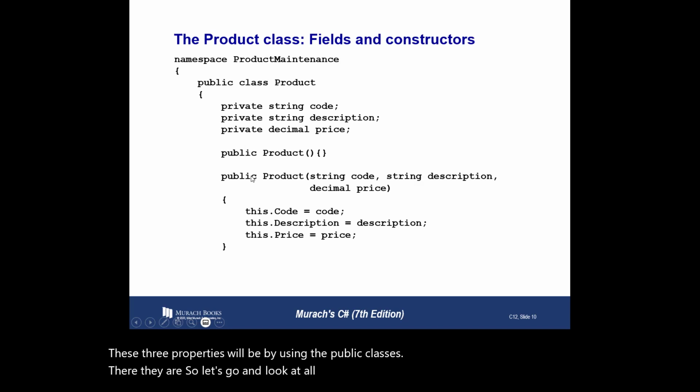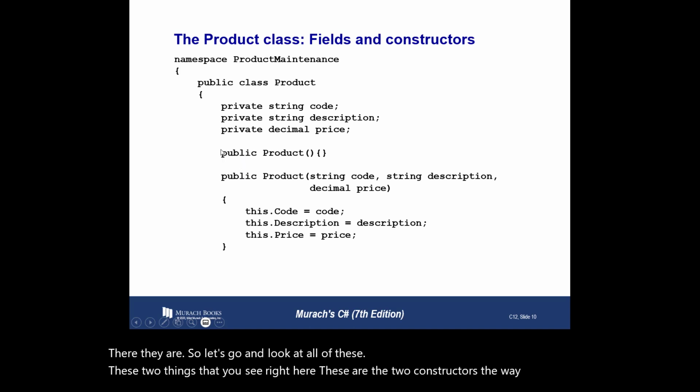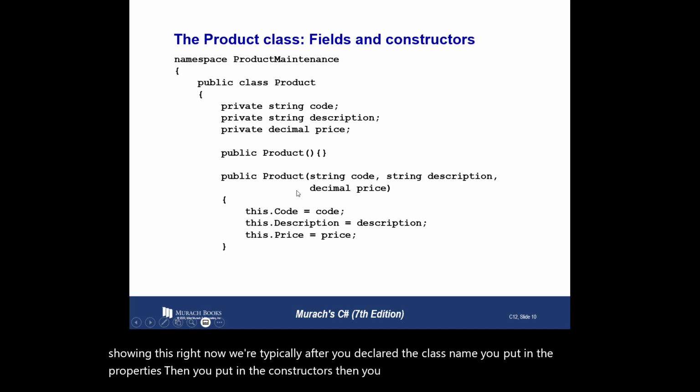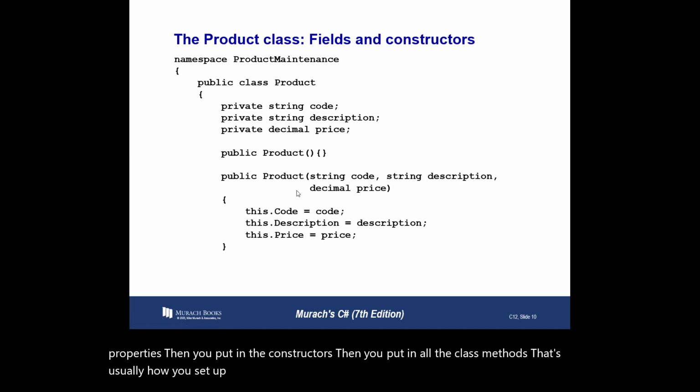These 2 things that you see right here, these are the 2 constructors. The way they're showing this right now, typically after you declare the class name, you put in the properties, then you put in the constructors, then you put in all the class methods. That's usually how you set up a class. That's the way most people do it. That's the way most people expect it to be done.